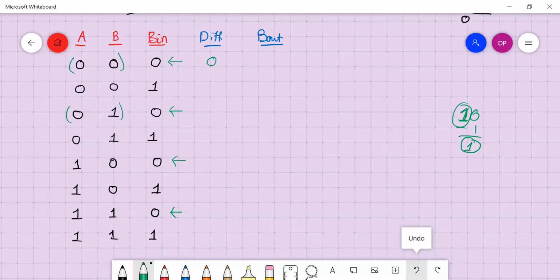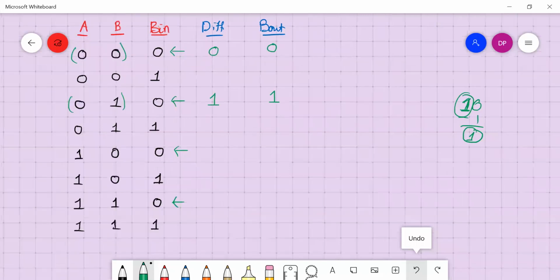So 0, 1. The difference is 1 and it requires to borrow something. It is also 1. So here the difference is 0 and we don't have to borrow anything. So it will be also 0. We don't have to borrow anything. It will be also 0. Now come to this.